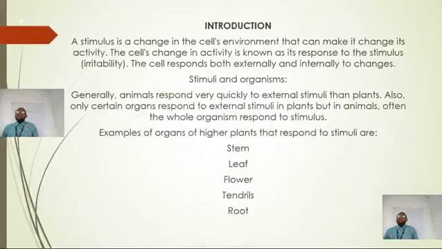Well, before we can proceed, we need to understand some concepts, which are the stimuli, the cell, and the environment. These are the things that work together. The stimuli must come from the environment, and the cell must respond to the stimuli in the environment. Now, what is a stimulus? A stimulus is a change in the cell's environment that can make it change its activity. When there is a change in the environment, wow, this environment is not conducive. What will happen to the cell? The cell will rather what?